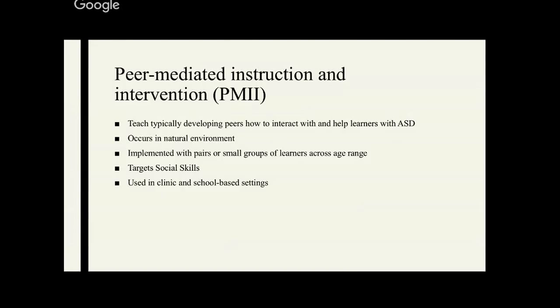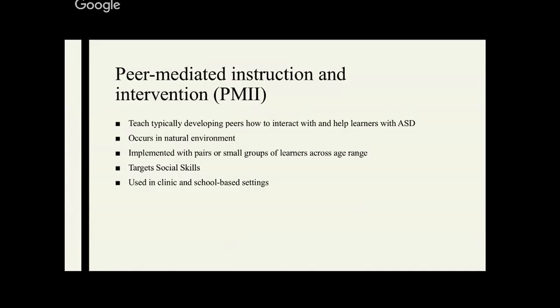Peer mediated instruction and intervention meets evidence based criteria with 15 single case design studies. This intervention has been shown to be effective for preschoolers 3 to 5 and high school age learners 15 to 18 years of age with ASD. Peer mediated instruction and intervention is effective to address social, communication, joint attention, play, social readiness, and academic skills.